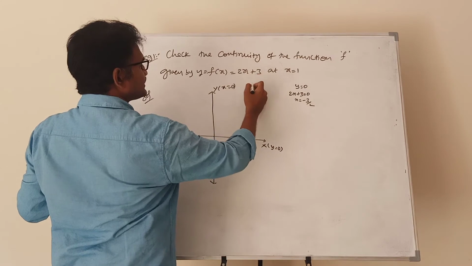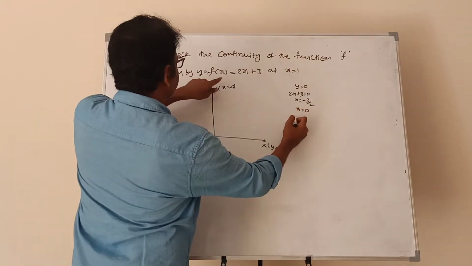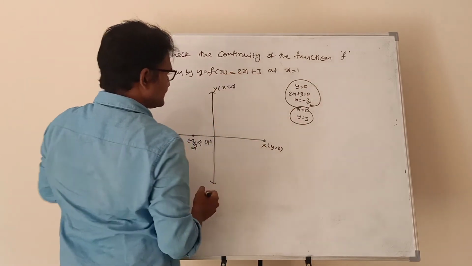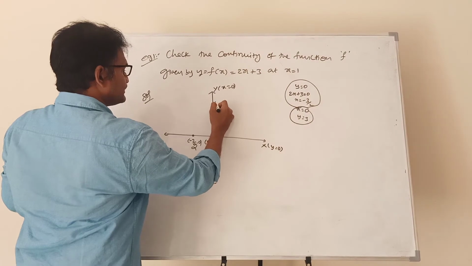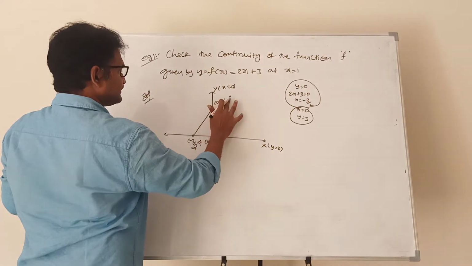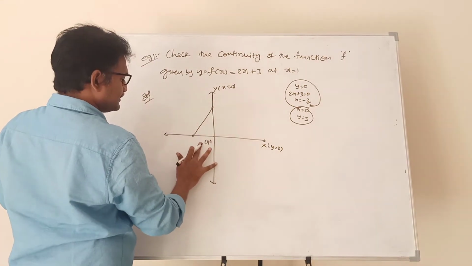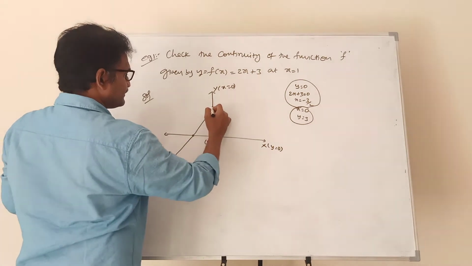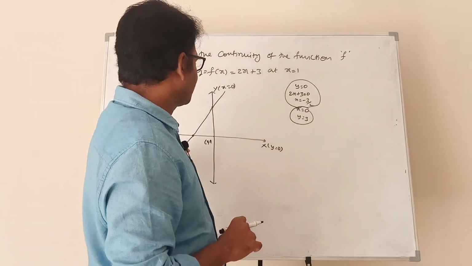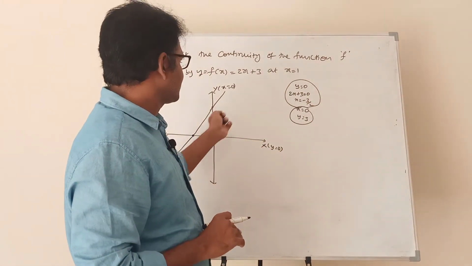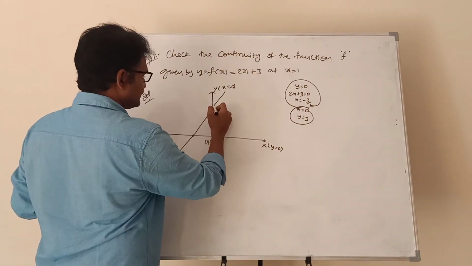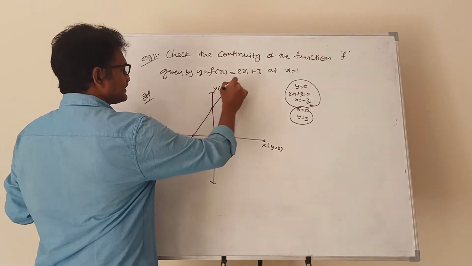If x is 0, then y is 3. If y is 0, x is minus 3 by 2. So this is the point 0 comma 3, with x value 0 and y value 3. This is a line passing through minus 3 by 2 comma 0. Every straight line is continuous. If you draw a line like this, it will pass through 0 comma 3 and minus 3 by 2 comma 0, and the line will go like this.